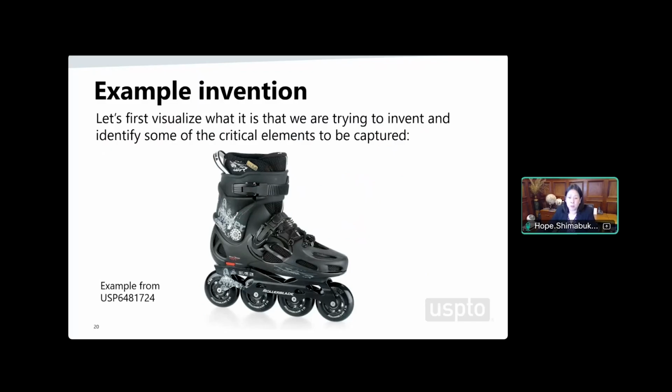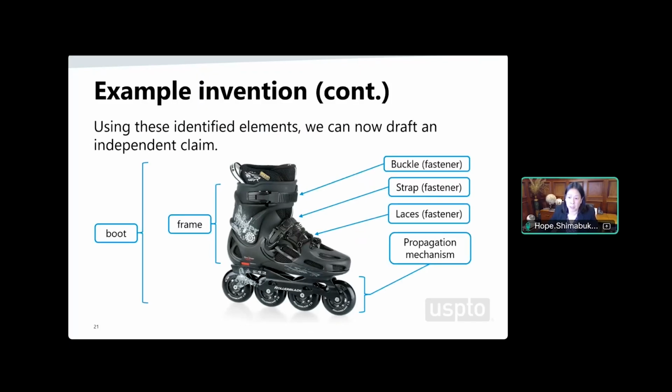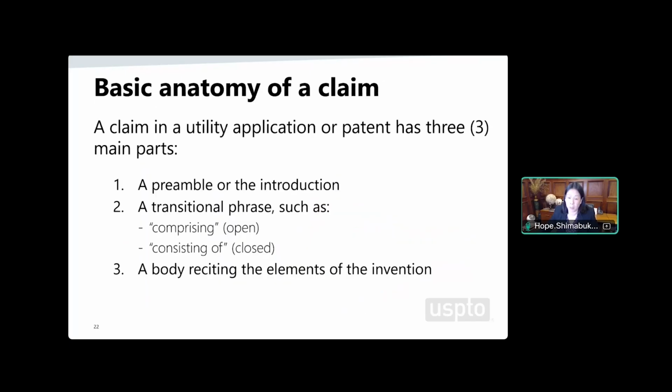So let's shift our focus a little bit and we're going to take a tangible example. And this tangible example that we're going to talk about is associated with an inline skate. So first, we need to identify all the components of the invention. So we have an overall boot, the frame, buckle, strap, and laces, and along with these elements, we have a propulsion mechanism, and specifically in this case, they are the wheels.